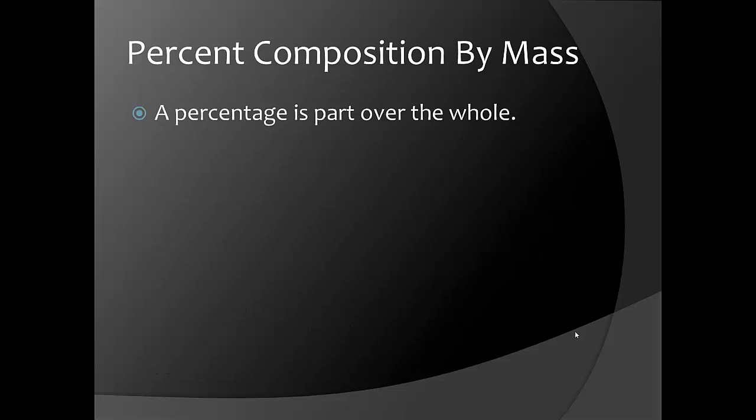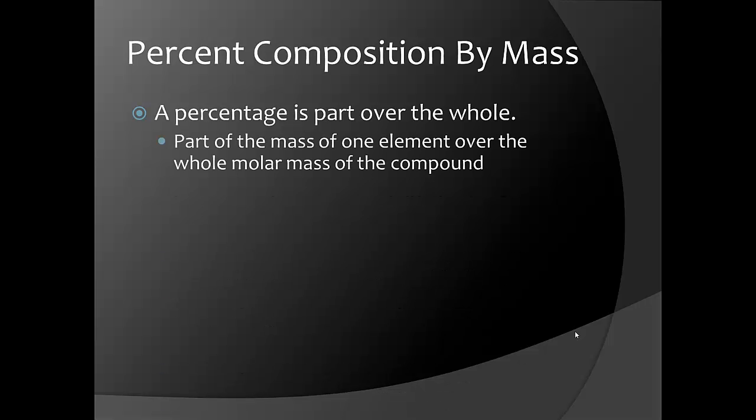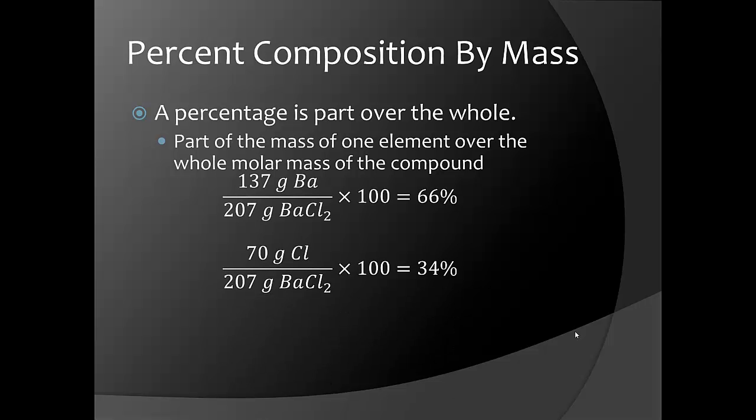Now, when we do this, remember, a percentage is a part over a whole. So what we're going to do is take the mass of one element over the whole molar mass of the compound. For the first one, barium, we had 137 grams of barium out of 207 grams of barium chloride. Multiply that by 100 and we end up with 66%. If we had 70 grams of chlorine out of 207 grams of barium chloride, multiply that by 100 and we should end up with 34%.